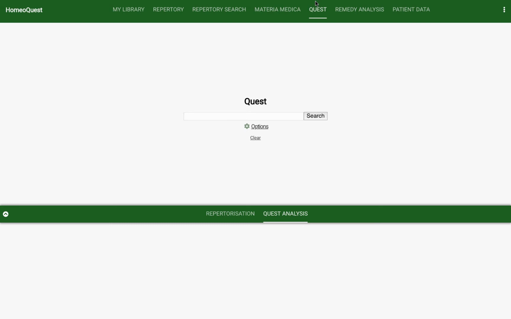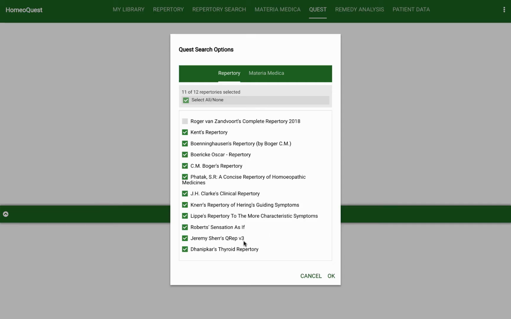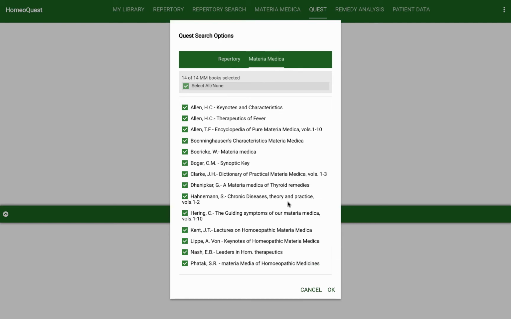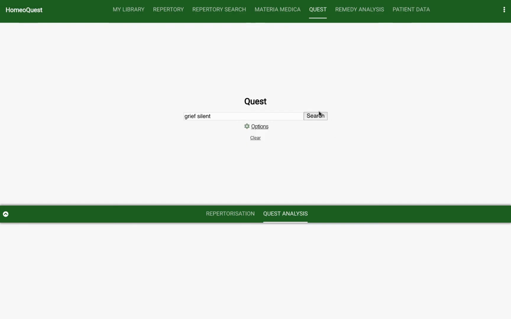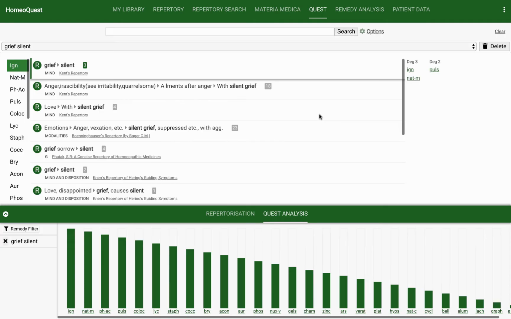All right, so I'll give you an example. Let's start with the same rubric that we were looking at in our repertory searches. Let's start with that first rubric that we had, that was grief silent. So I'm going to put in grief, I'm going to put in silent, with a space in between, and then say search. Now again, I've used some options here, and I'm just looking at the old books and the old materia medica here. All right, so in my database, and I'm going to go search.